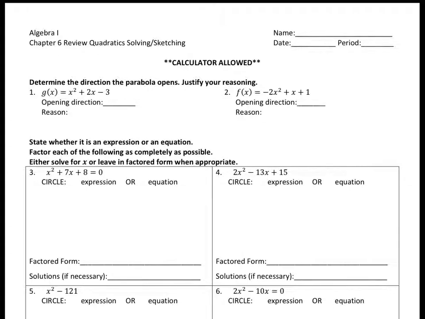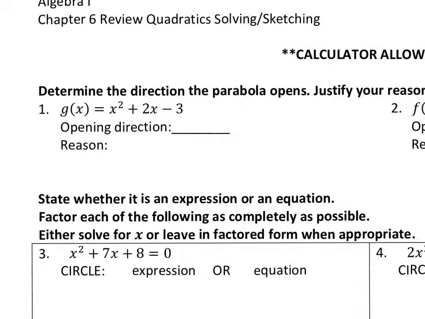Determine the direction the parabola opens. Well, if you look at question 1, it's all based off the lead coefficient. In this case, it's a positive 1. It's not written there, but it's there. It's positive, so that means that the opening direction must be up. Remember, you can describe it as lead coefficient equals 1, or you could say it is positive, however you want to describe it.